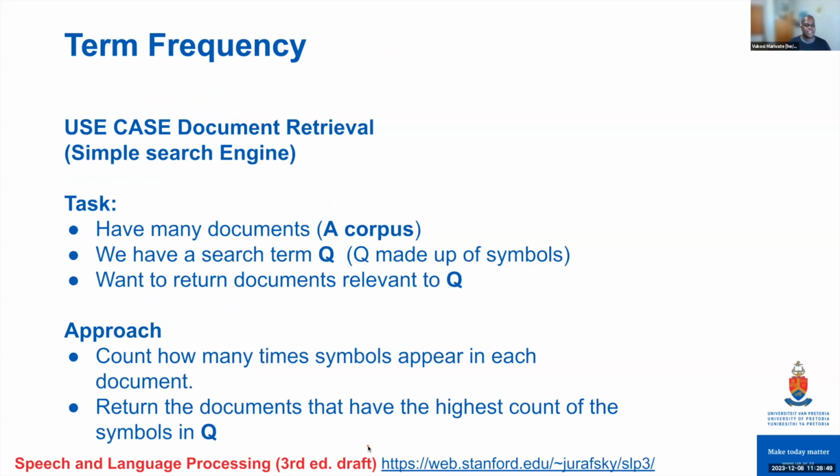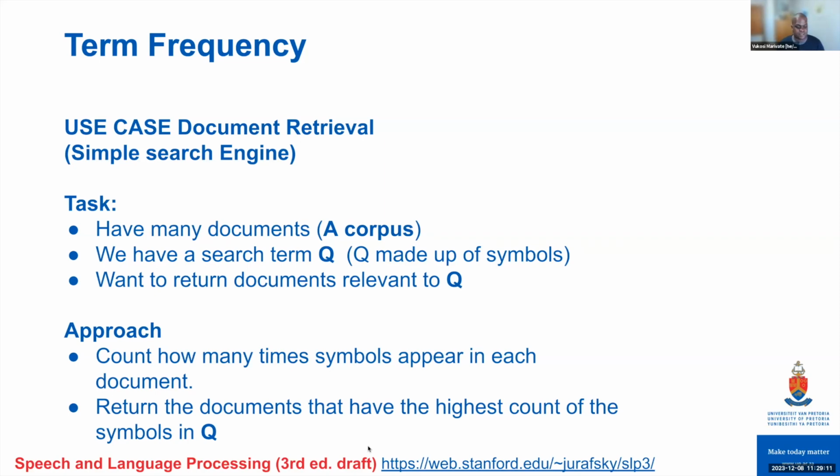So we're going to build up a tool for natural language processing. In this case, we're going to build a search engine, or what we call document retrieval. The task: you have many documents. We call this a corpus. You have the search term Q. It's made up of these symbols or words, and you want to return documents that are relevant to Q.